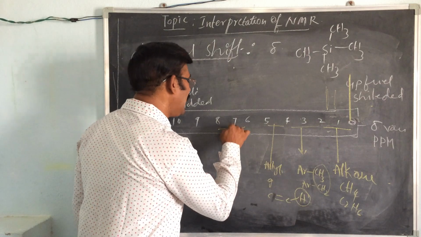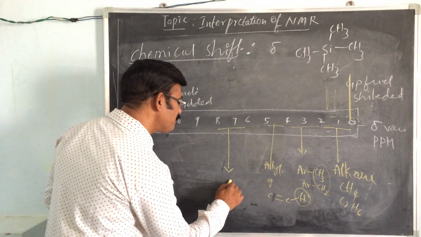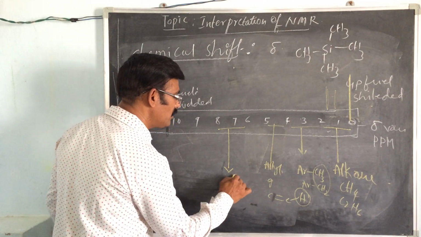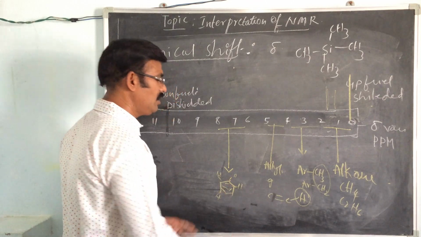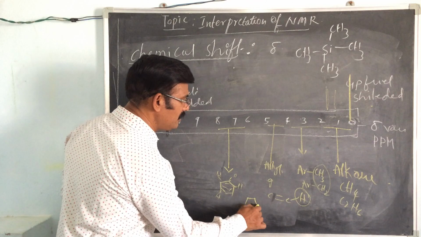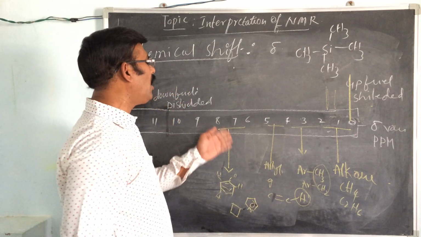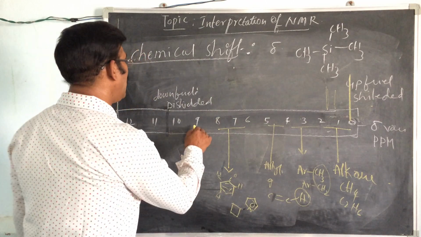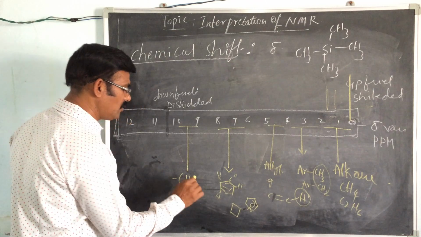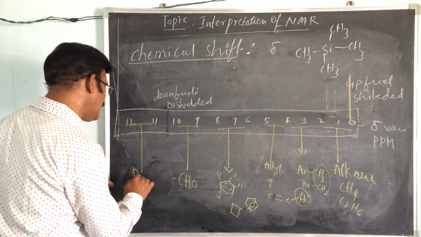And 6 to 8, here all aromatic compounds. So that is benzene, this proton and this proton, all protons of all aromatic compounds. Pyridine, pyrrole, furan, all these organic compounds will come. And 9 to 10, that is aldehyde groups, CHO groups are present. And 11 to 12, acid groups.